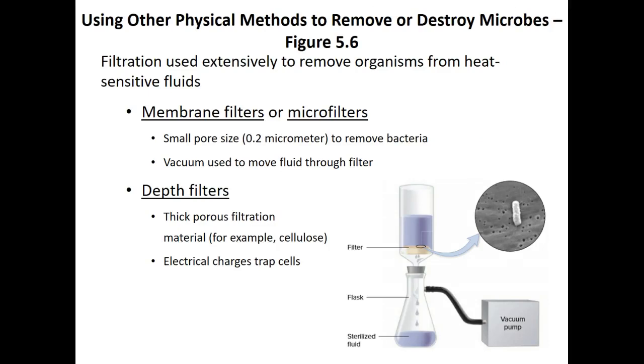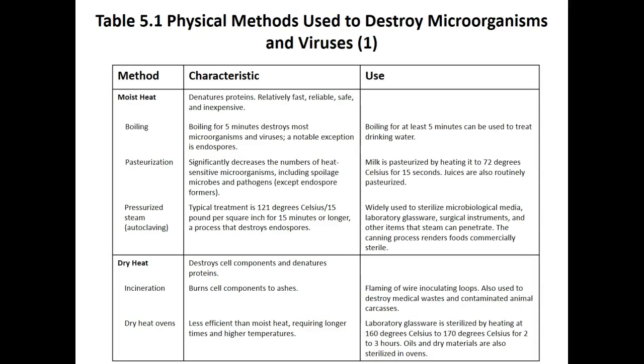Next up, we mentioned filtration. I'm actually going to go back to the table that we have here because we're kind of working through that. So we kind of covered the heat aspects. You can see boiling, pasteurization, autoclaving, pressurized steam, which we mentioned, incineration, dry heat ovens. Regardless of what type of heat, I would always tell you to keep in mind that part of that destructive mechanism is that heat denatures proteins. You see that mentioned here with dry heat and also with the moist heat.